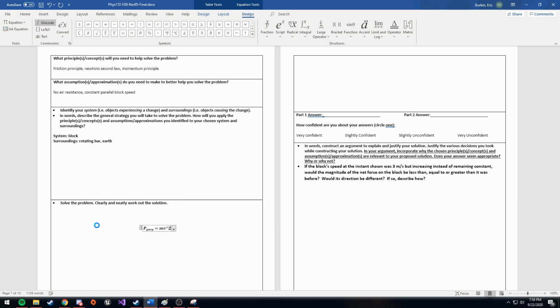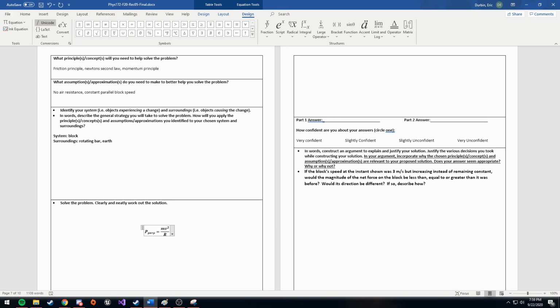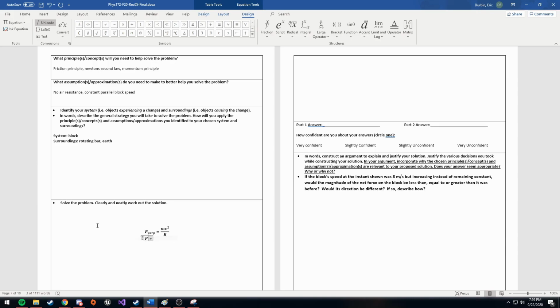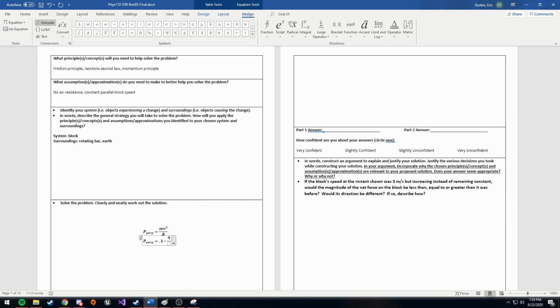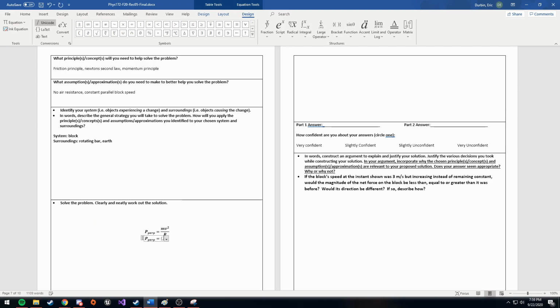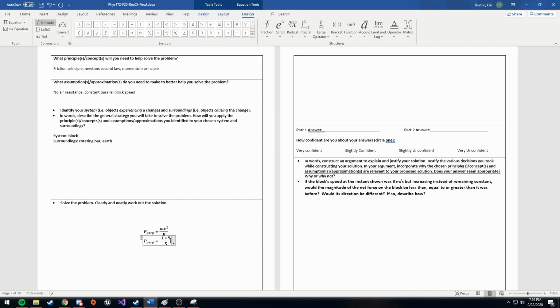mv squared over r. P equals, what is that? 0.1 times 9 divided by 0.5. Wow, this is terrible. Which is 1.8. Yes, I concur. 1.8. Ooh, I'm gonna trust your math on that. Wait, I used a calculator, so I think it's pretty trustworthy.